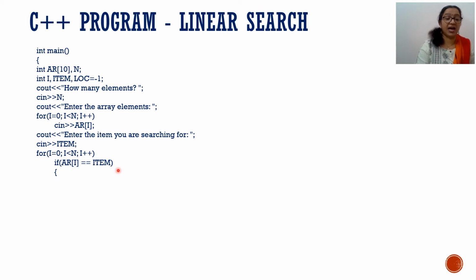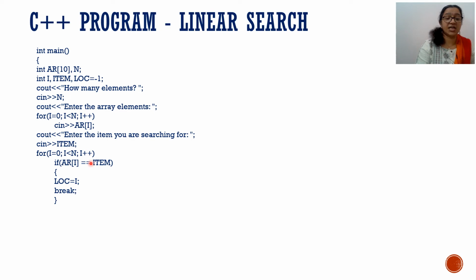If AR[i], where i is equal to 0 now, so if AR[0] is equal to item? We are comparing the values. Is the 0th position element equal to the item value? If it is equal, we can say location is equal to i. So that index number we assign to location. Then we don't want to move further, so we can break. If we found the value, we set the index number to location and break from the loop. When you use break, we exit from the loop.